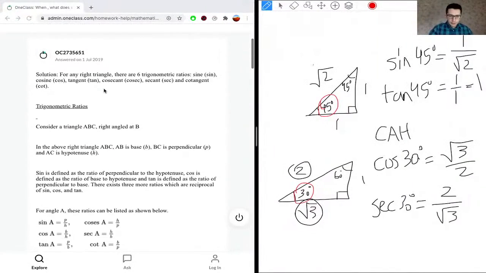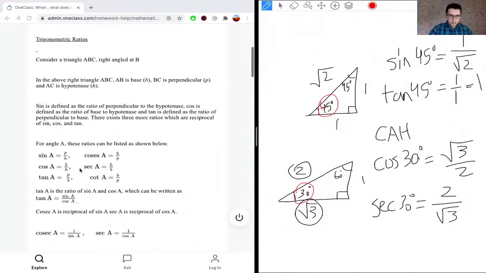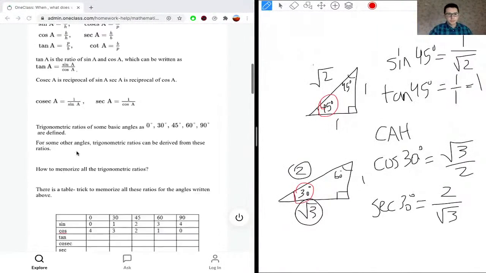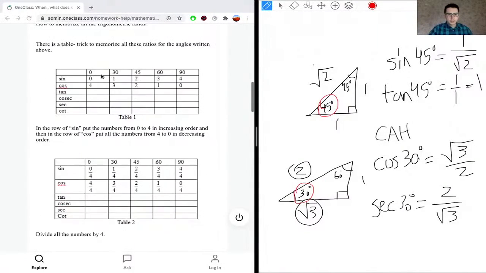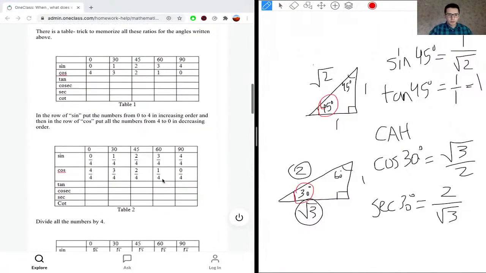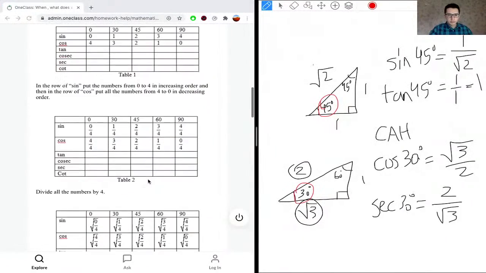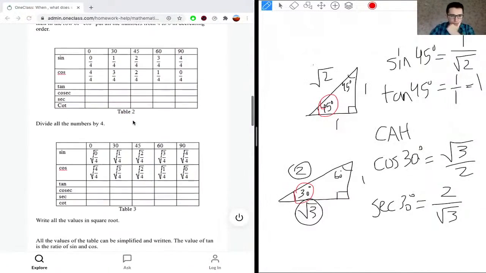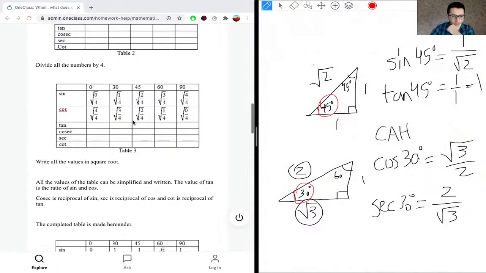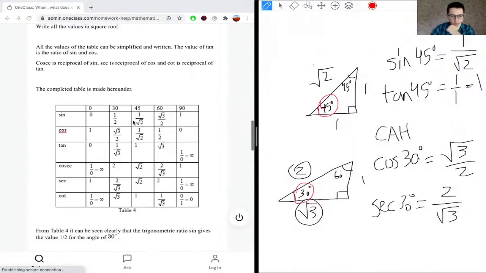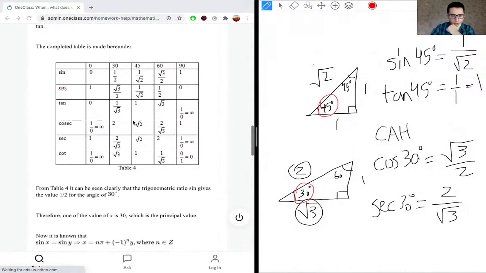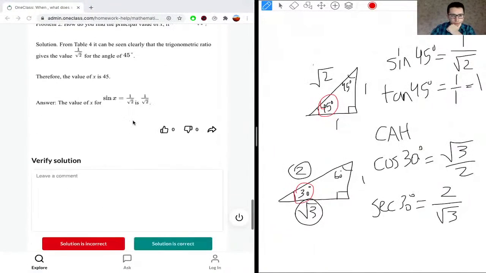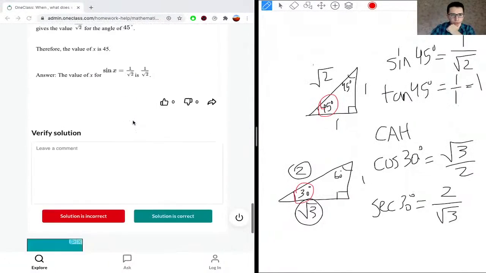So here the outline has the same idea, but they use different variables to represent adjacent and opposite. And they create a table for all the sides and all the ratios for the angles. So they go through a process to evaluate for the angles. And they go through some examples.